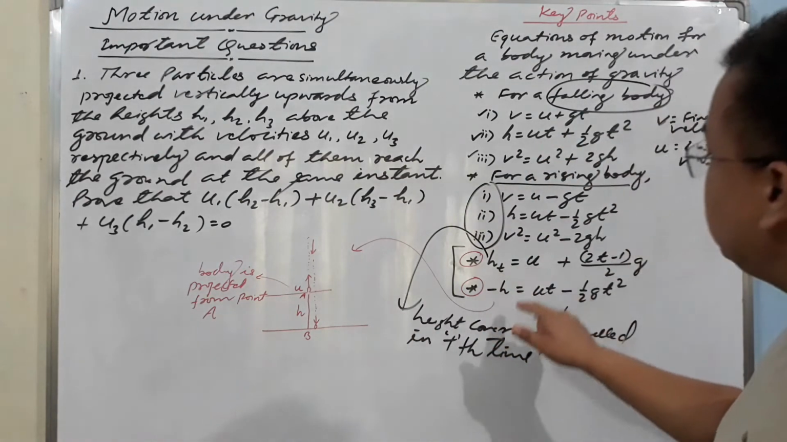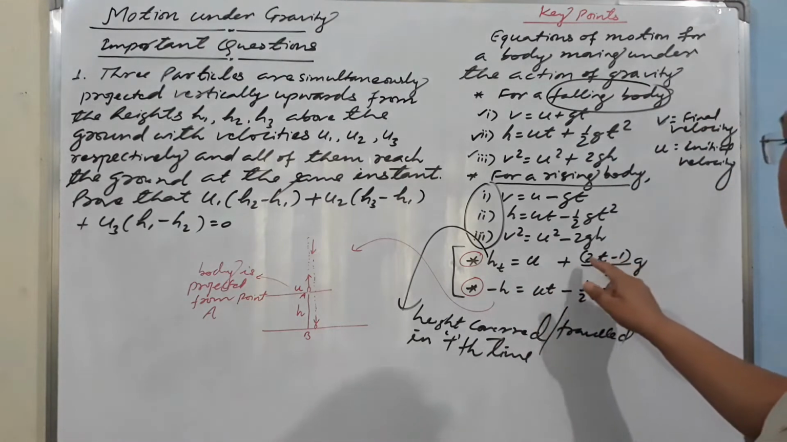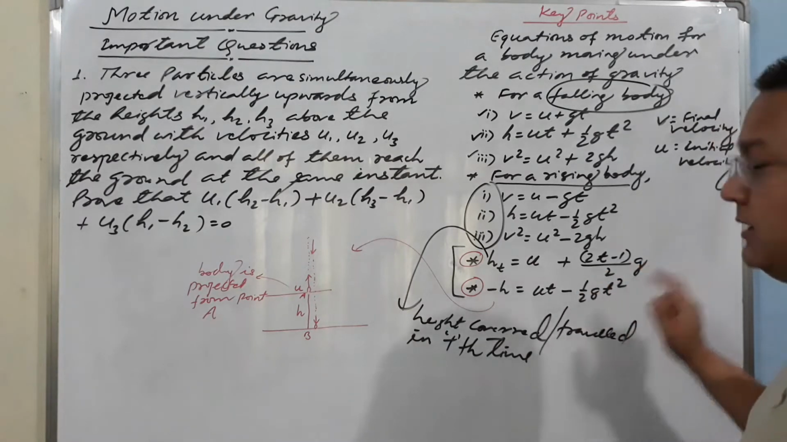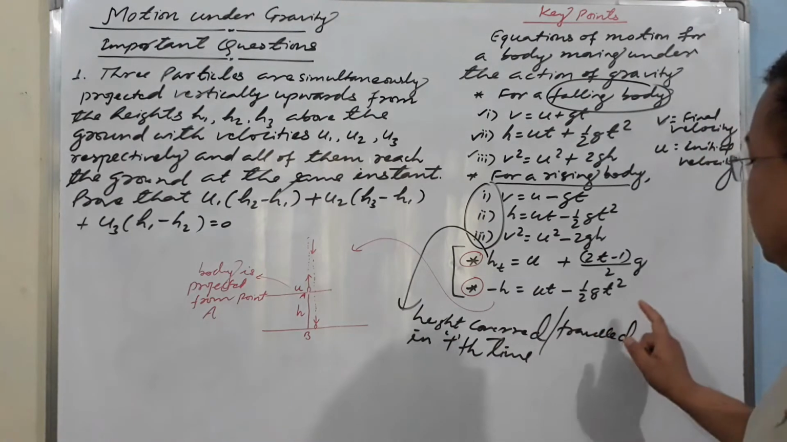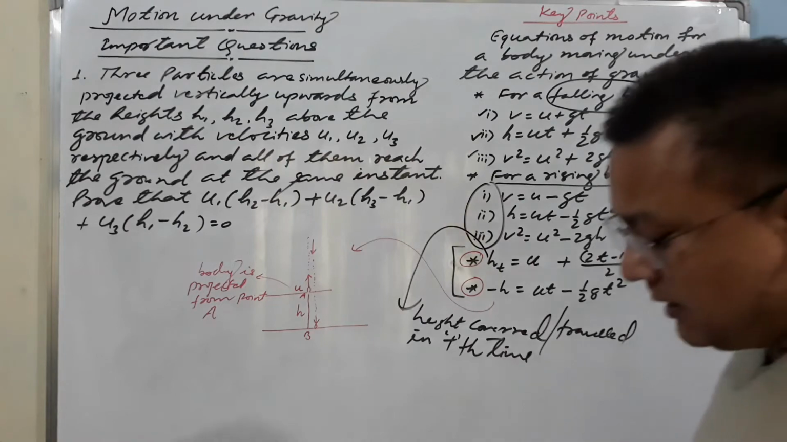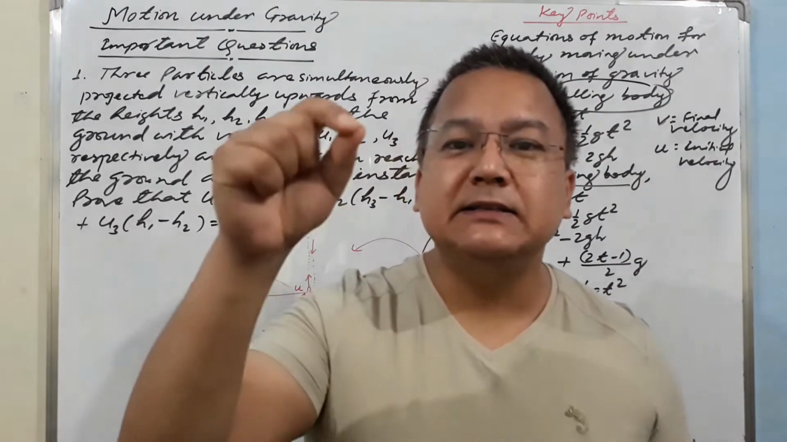When will we use this formula? h_t is equal to u plus, u is your initial velocity, (2t minus 1) within brackets over 2 times g. This formula we will use. Here I have written height covered or traveled by a particle in the t-th time. T-th time means if we need to find out the height attained by the particle in the 7th second.